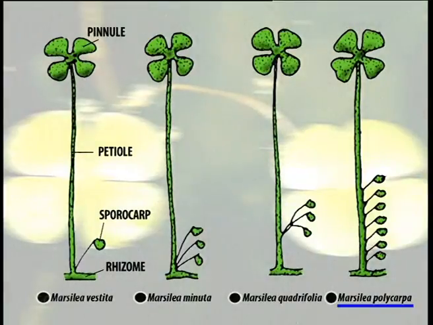For example, in Marsilea polycarpa, many sporocarps are attached on one side of the petiole in a single vertical row. In Marsilea quadrifolia, stalks are united with one another and then jointly inserted on the petiole. Then in Marsilea minuta, the stalks of all the sporocarps are free but are attached to the petiole at a single common point.